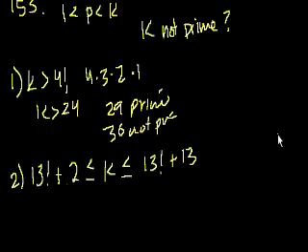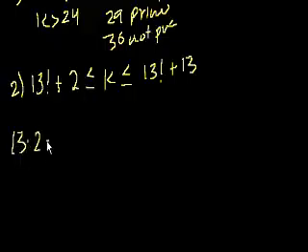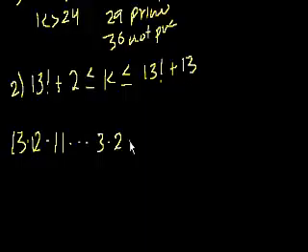Well, let's take the initial example of 13 factorial plus 2. So 13 factorial, just so you know, that's 13 times 12, 12 times 11, and you keep going, times 3 times 2 times 1. That's 13 factorial, right? So 13 factorial is definitely divisible by 2. So we could rewrite 13 factorial.